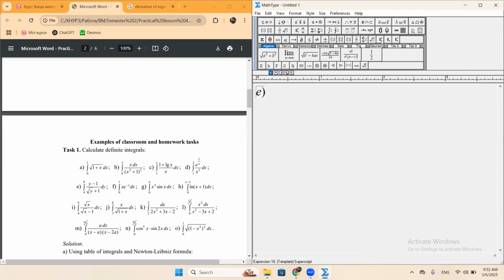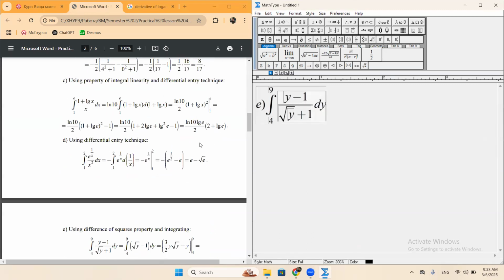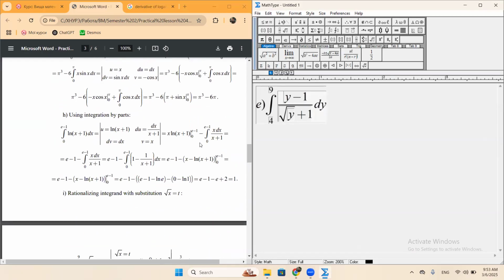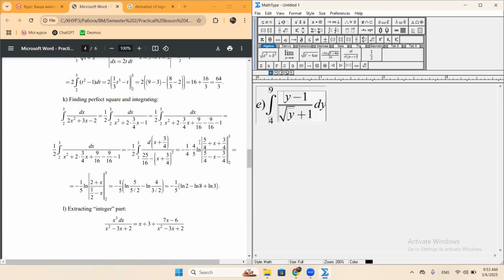E. So we have the following integral. Here is a variable y, but anyway, it doesn't really matter. So from 4 to 9, y minus 1 over y square root of y plus 1, dy. Let me look at what I used here. So which approach?